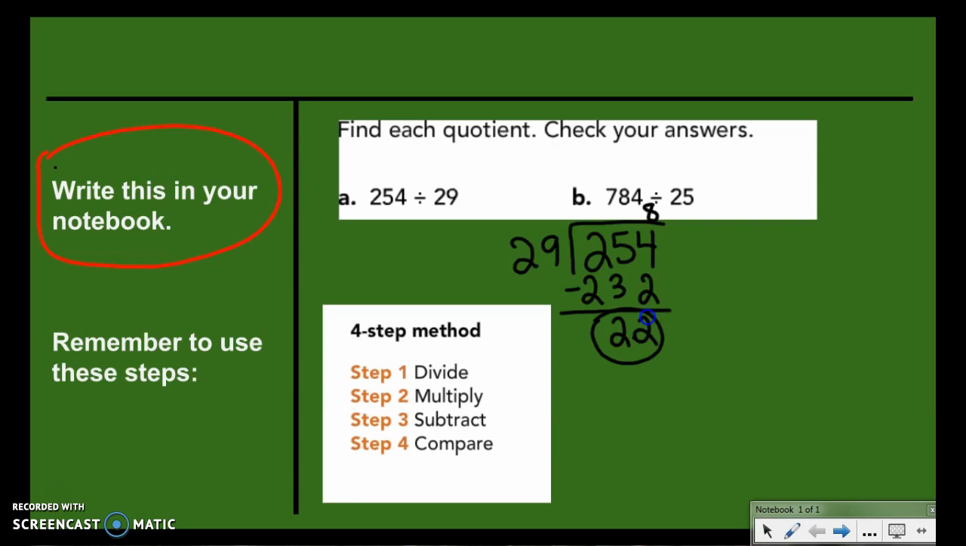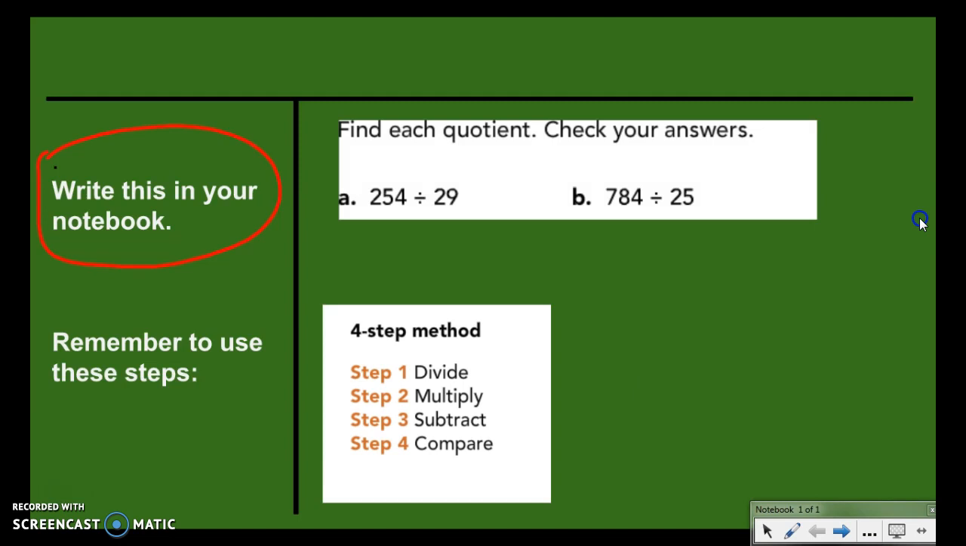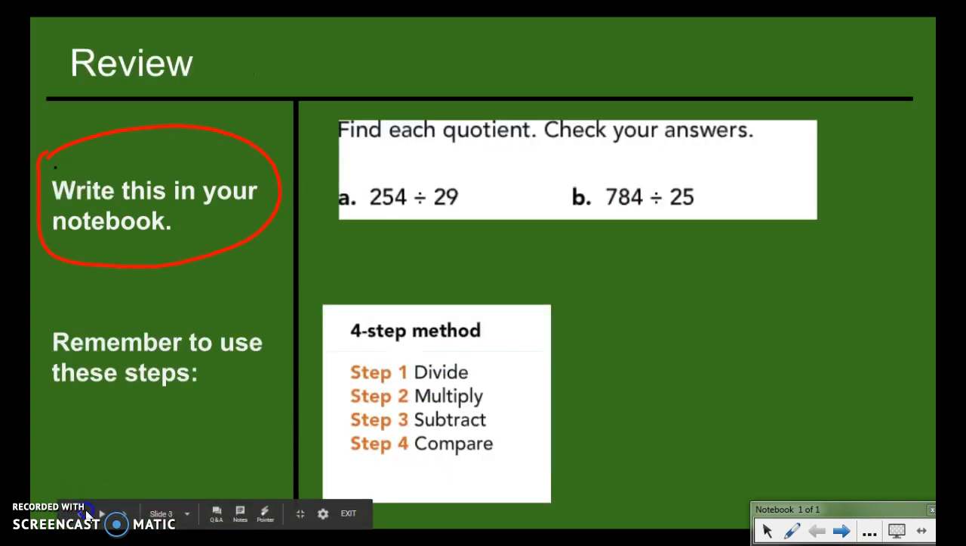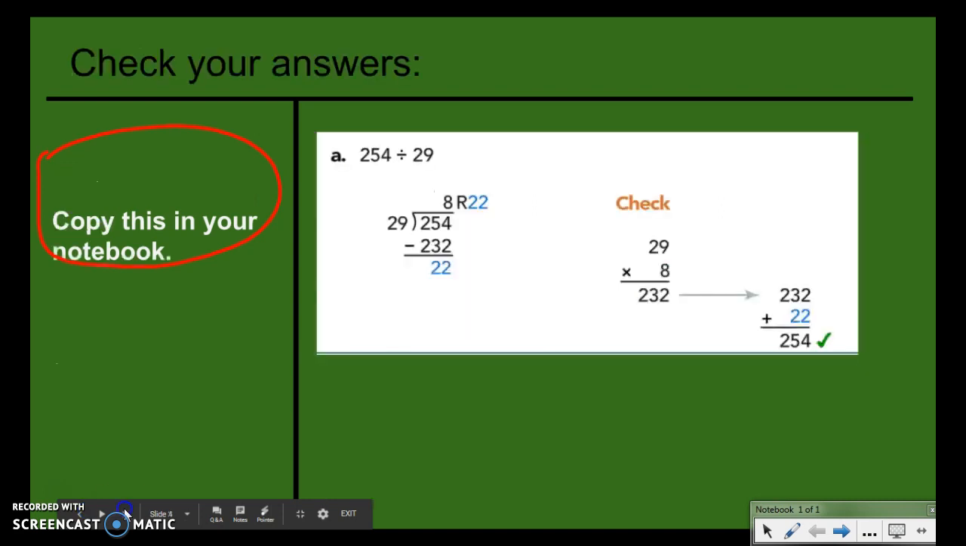Okay? So let's go to the next slide. There's something I want you guys to think about before we move on. Here is the same thing that we just did, but written a little bit differently. Again, 29 will fit into 254 8 times with a remainder of 22. Now, step 4 was to check. You're going to multiply your answer by your divisor.